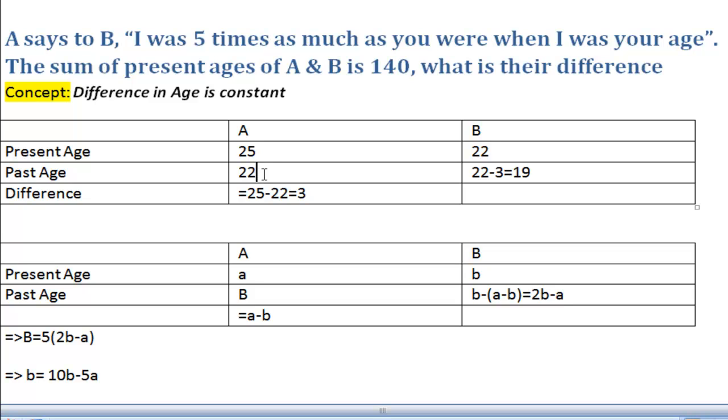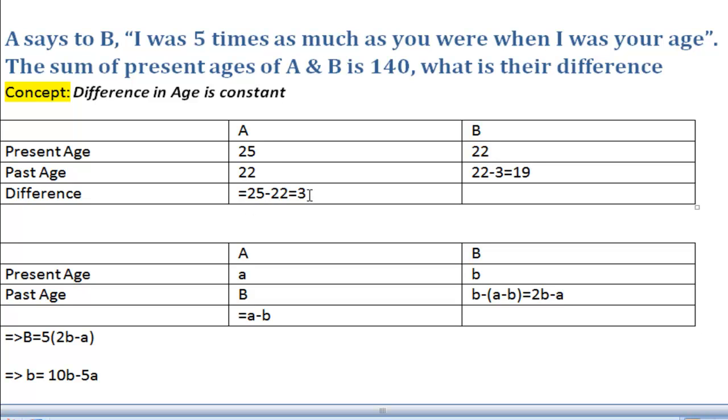Now I need to find out what will be the age of B when A is 22 years old. If you ask anybody, this is very easy. They will immediately say that it is 19. But let's understand the process of how they got this. They find the difference between 25 and 22, that is 3, and then subtract it from the present age of B, which is 22. So 22 minus 3 gives 19. This is the process.